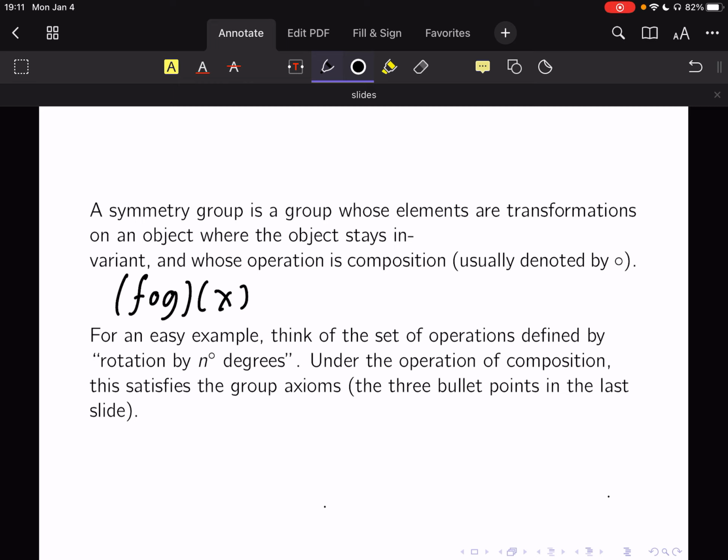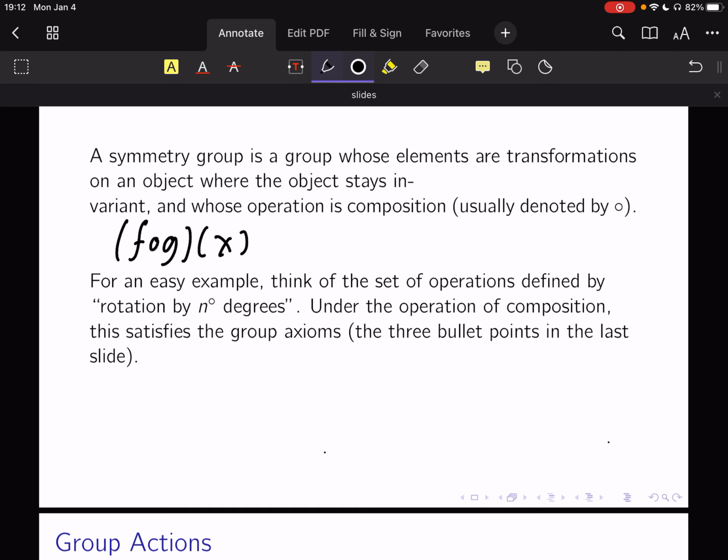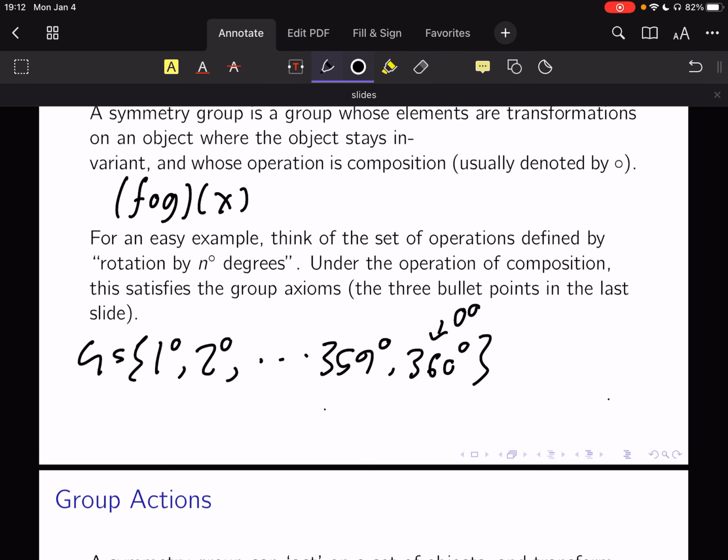So it's similar here. For an example, let's look at rotation by n degrees. We can say that G equals, let's say, 1 degree rotation, 2 degree rotation, and so on, all the way to 359 degree rotation, 360 degree rotation. This is obviously the identity, because it's the same thing as not rotating at all. So we have an identity.